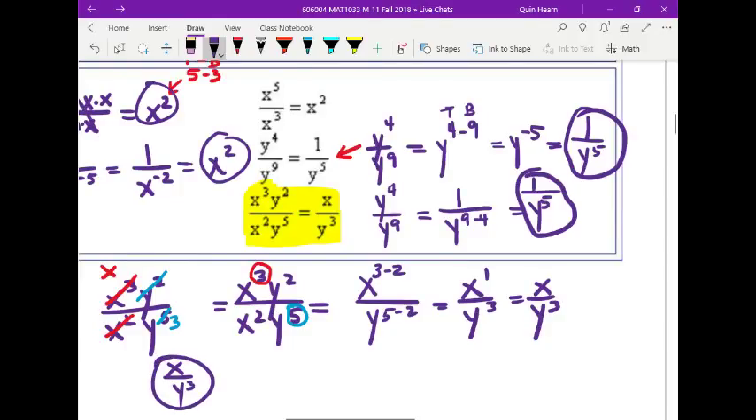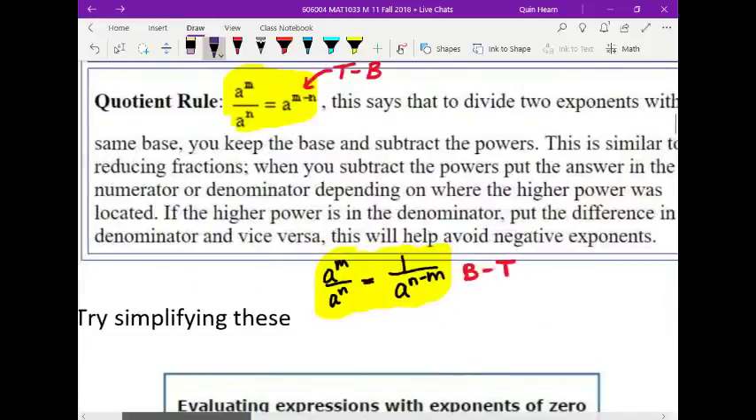But what you're really doing when you simplify a quotient of monomials like that is you are using the quotient rule. A to the m over a to the n equals a to the m minus n.